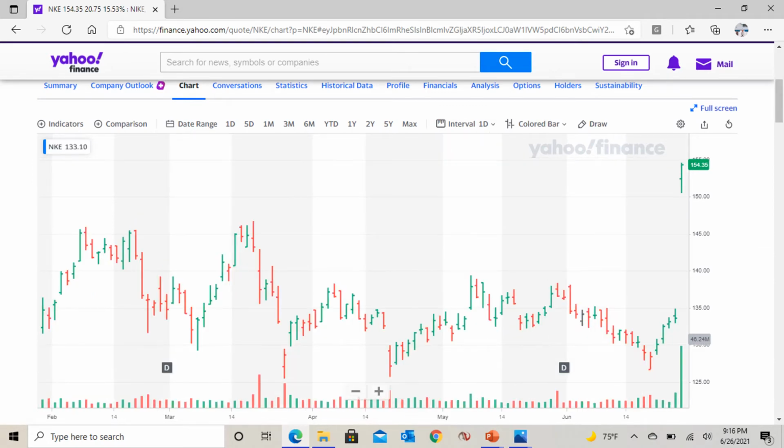Now here you have a bar chart. The bar chart will tell you the opening price, the low, the high, and the close. That's what the bar chart does. And notice these are green and red. They're colored. The green one means that this particular stock, in this case Nike, was bullish that day. And when it's red, it was bearish that day.